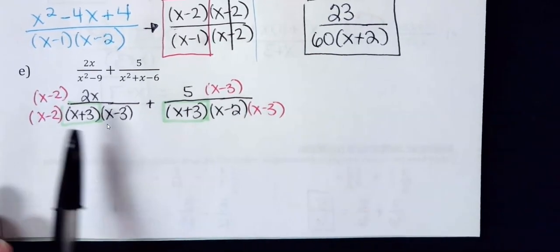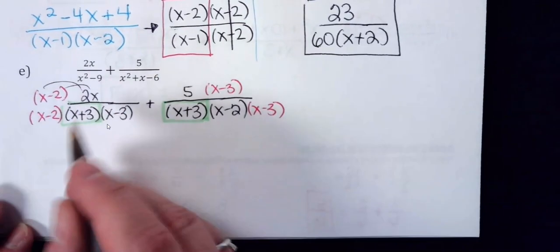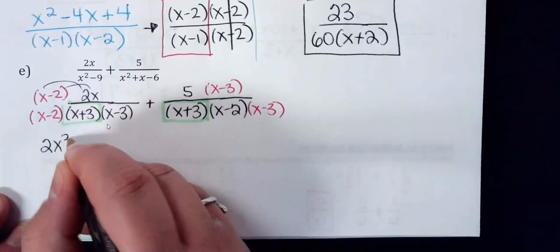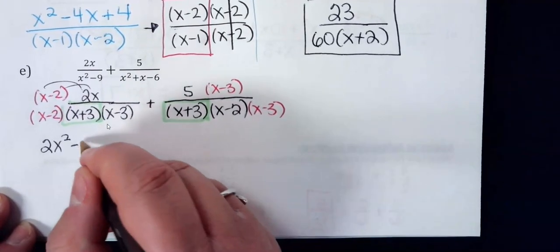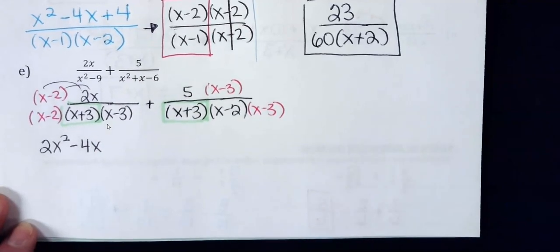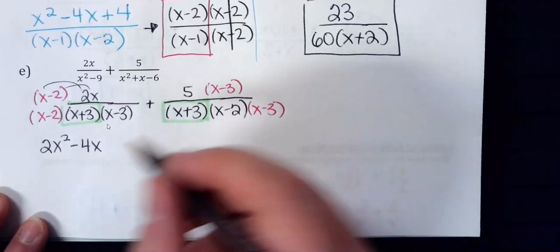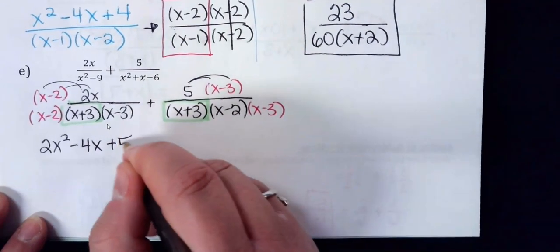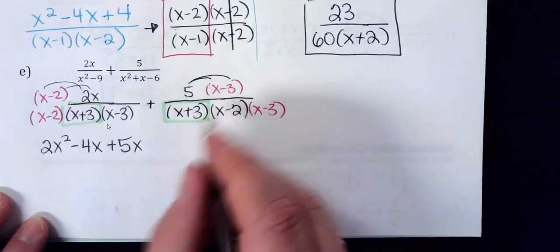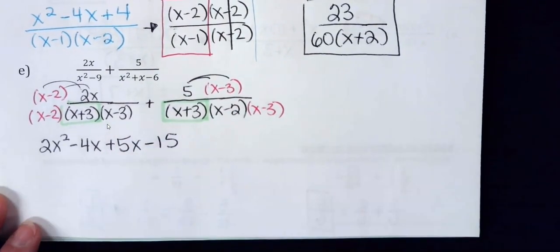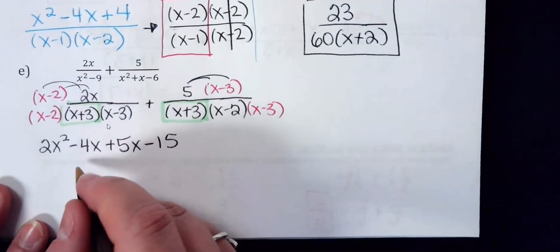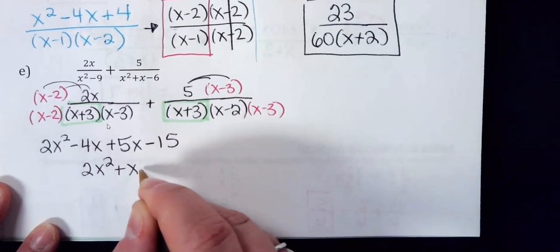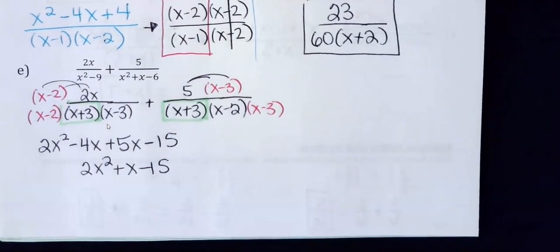Okay, now on this first fraction, I'm just going to do a little distributive property. So 2x times x is 2x squared. And then 2x times that negative 2 is going to be negative 4x. The other fraction here, I'm distributing a 5. So that would be 5x, and then 5 times that negative 3 is going to be negative 15. This is just the numerator. Combine my like terms here. I'm going to get 2x squared plus x minus 15.